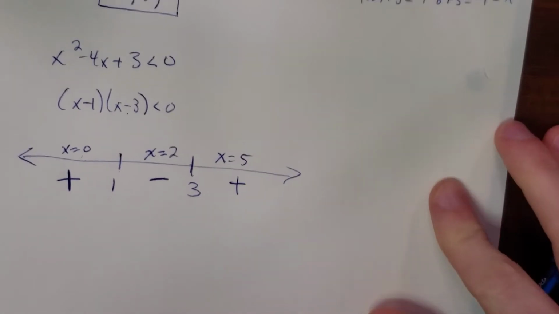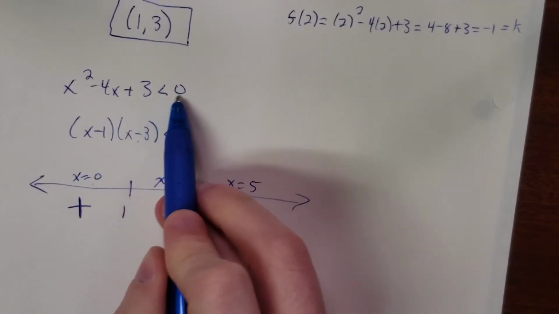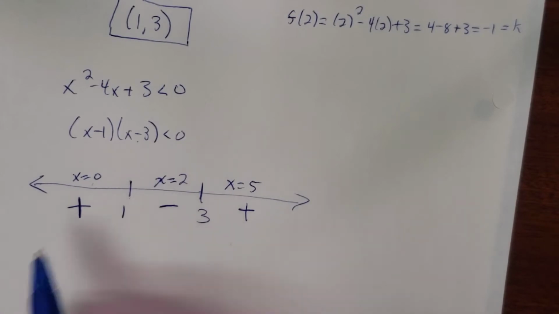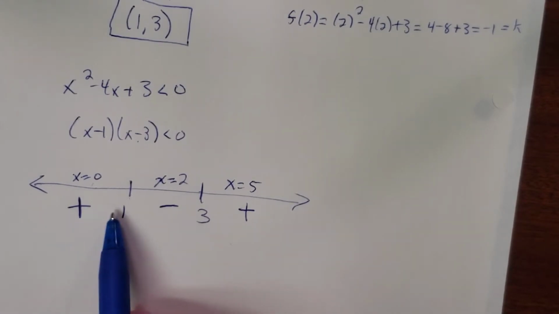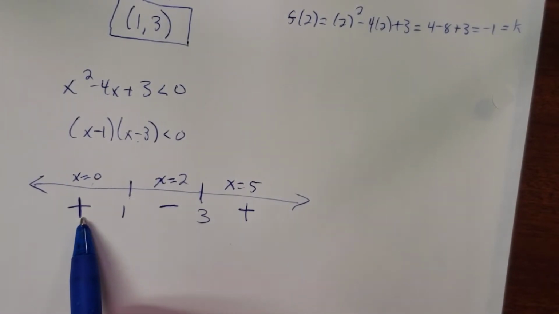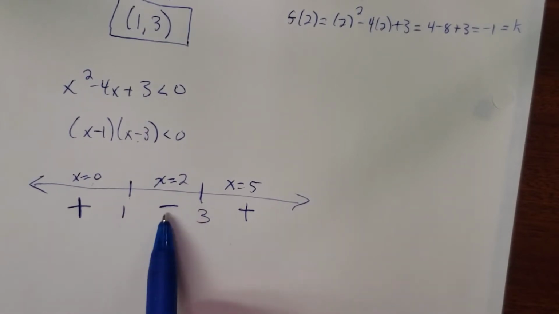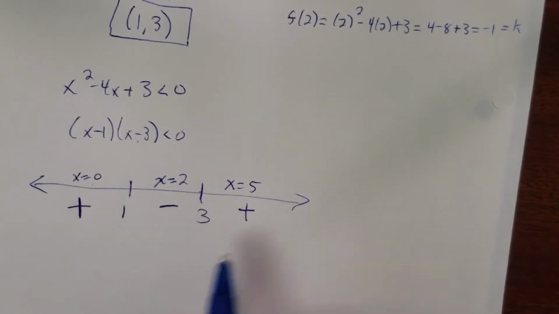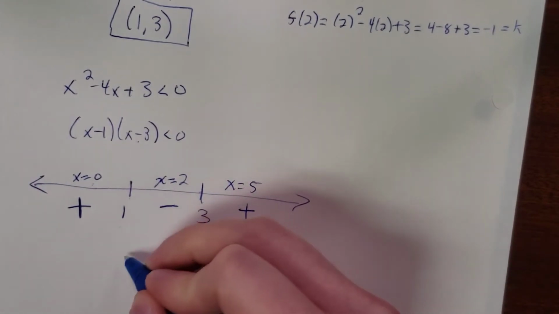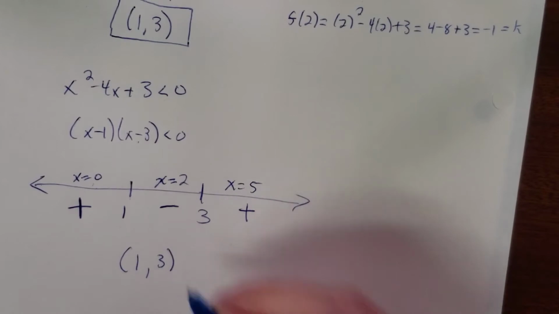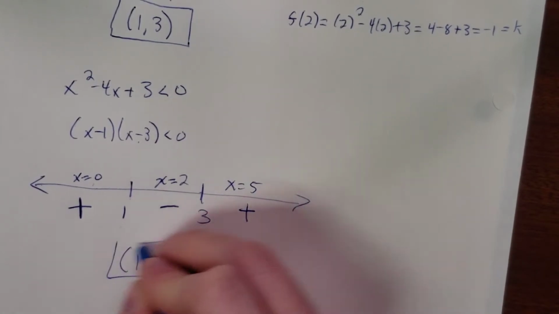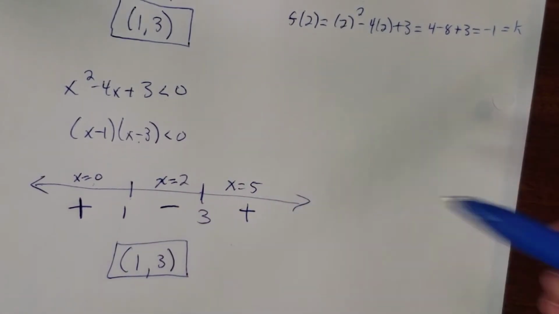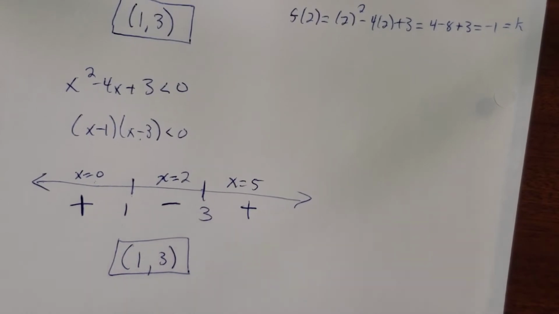So our original question is, when is this function less than 0? So we have determined that from negative infinity to 1, our function is bigger than 0. From 1 to 3, it is less than 0. And from 3 to infinity, it is bigger than 0. So our solution is from 1 to 3. It's the interval from 1 to 3, which is exactly what we got before. This method, though, is what we're going to be doing every time for the remainder of these problems.